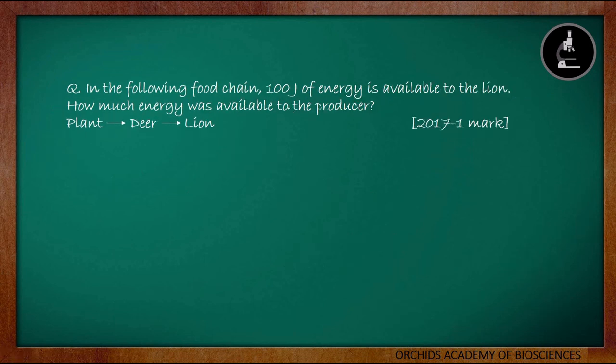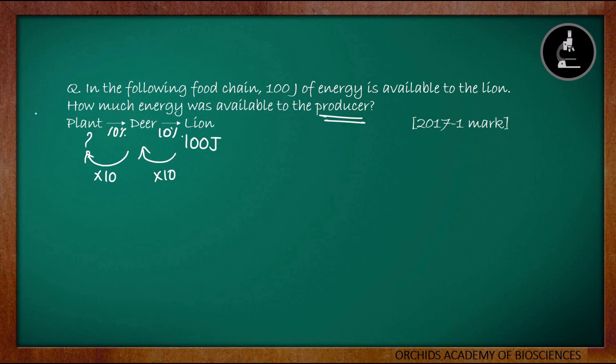Next question. In the following food chain, 100 joules of energy is available to the lion. So they are giving us the value for the lion, and here they are asking us how much will be available for the producer. So they are asking us to do the calculation and return. When we were going from plant to lion, we were dividing by 10, divide by 10, divide by 10. So when we are going in reverse, what we will do? We will do into 10 into 10, because same 10% law.